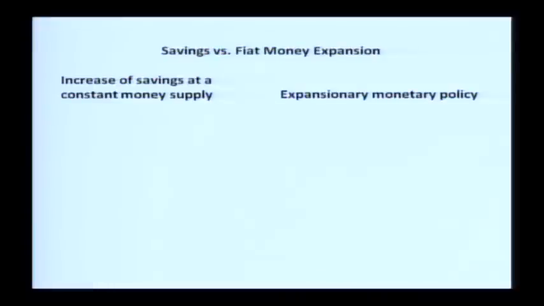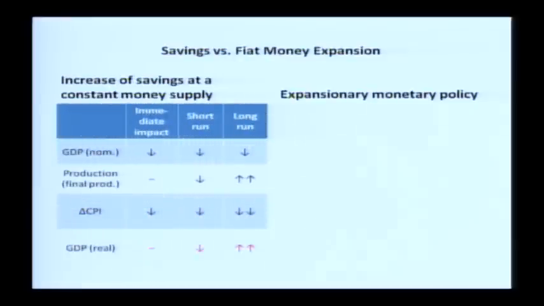And the second scenario is an expansionary monetary policy. What are the implications of this for nominal GDP and real GDP? So we turn to the first one. Look at the first line. We have here the nominal GDP, savings increase. What does this mean? More expenditure on factors of production, less expenditure on consumer goods. If we spend less money on consumer goods, then the monetary value of final goods will diminish. Consumer goods are final goods.